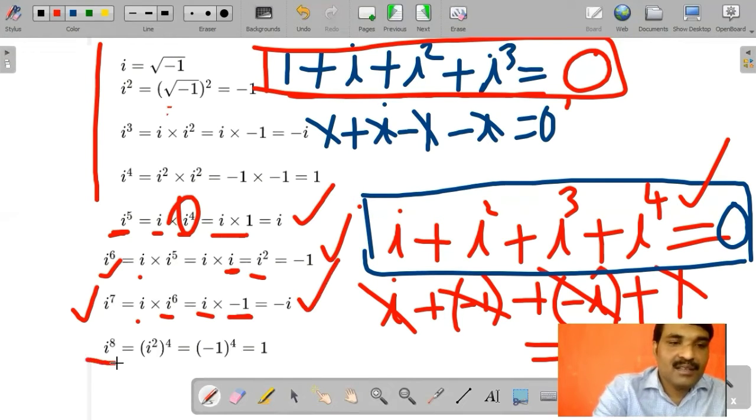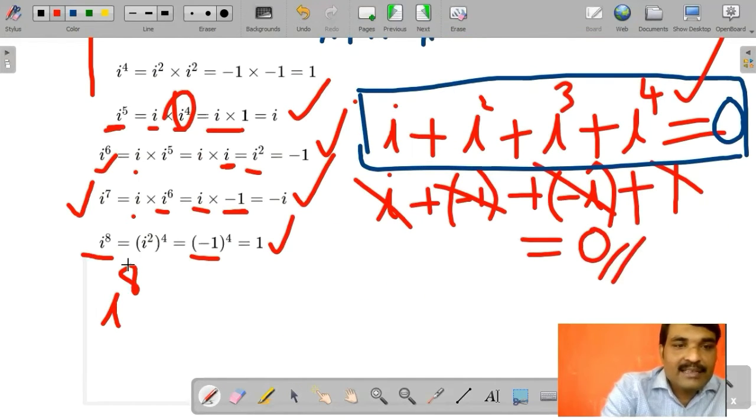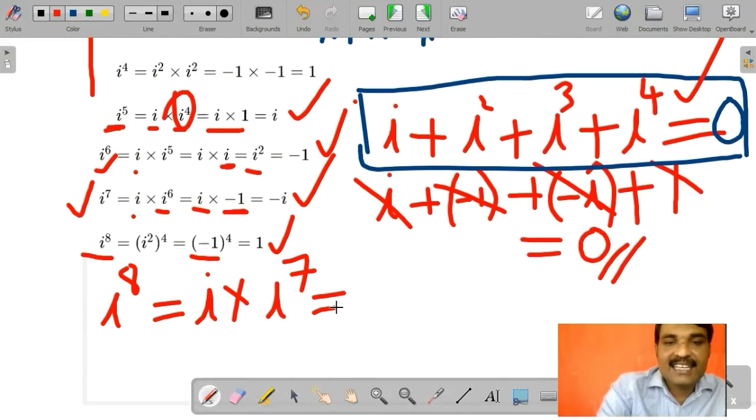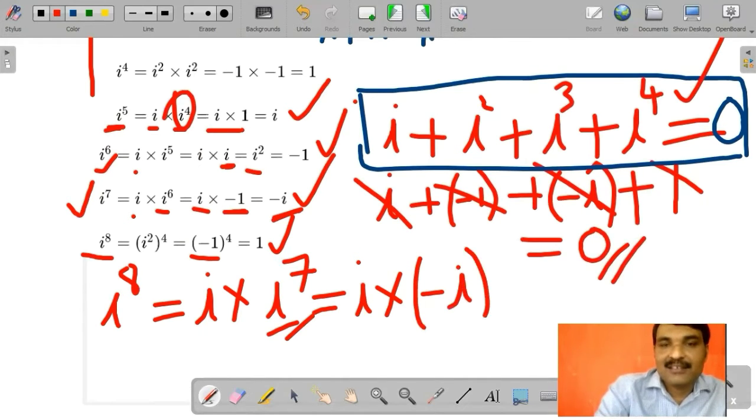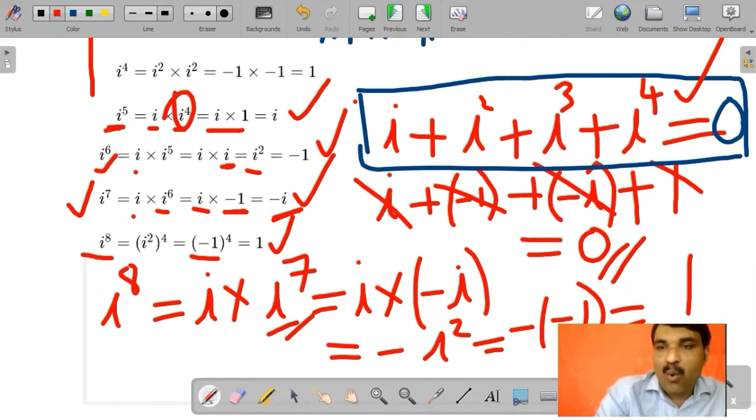Iota raised to 8. We can find that it is equal to iota square the whole raised to 4. Iota square is -1, the whole raised to 4, that is equal to 1. Calculate iota raised to 8. That is equal to iota multiplied by iota raised to 7. Iota raised to 7 is equal to minus iota. So iota multiplied by minus iota is equal to minus iota square. Minus iota square means -1. So minus into -1 is equal to 1.